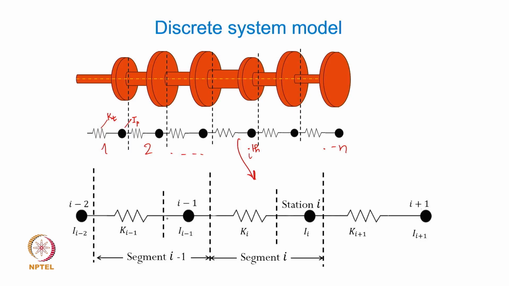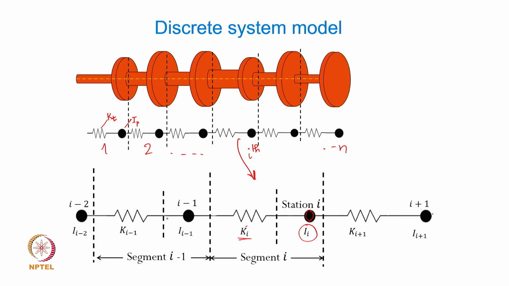Now once those segments are defined, we further compartmentalize that segment into two parts: there is an inertia part and then there is a spring part. So this spring has a stiffness representing the ith segment stiffness as Ki, and the ith segment's mass is captured through the inertia Ii, and this we call the station i.